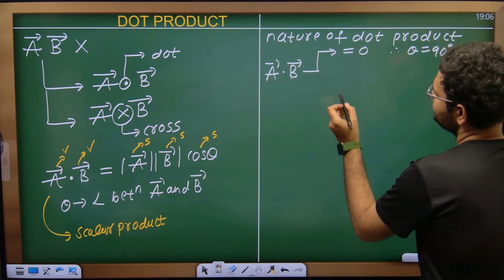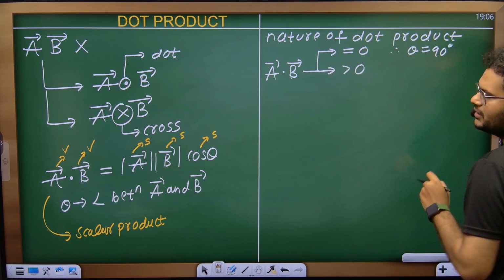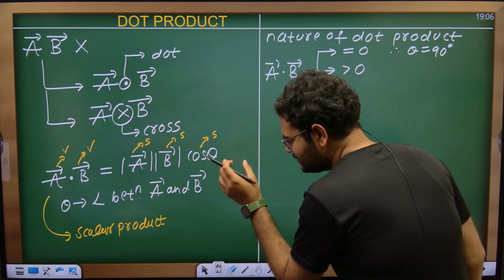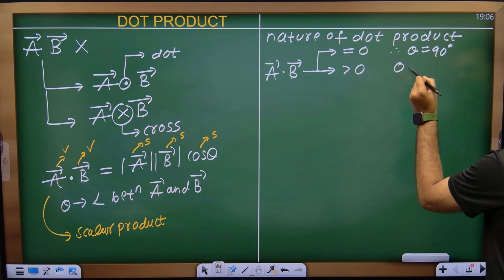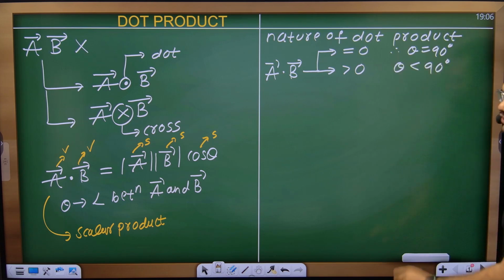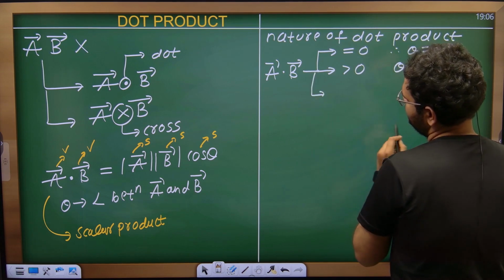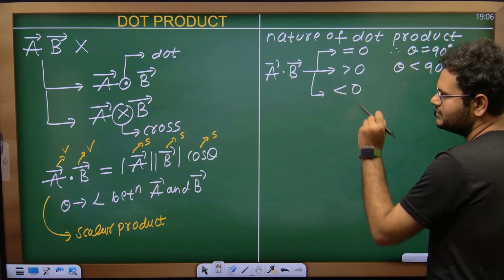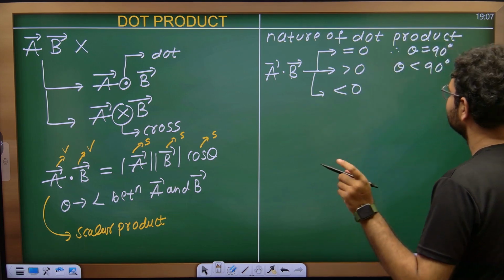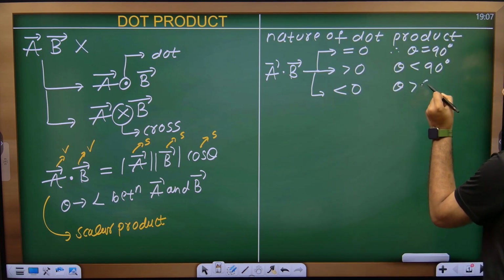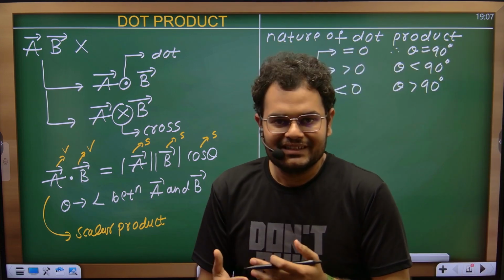Excellent. So what is the next point? The next point is when dot product is greater than 0. So when it is greater than 0, cos theta is greater than 0, correct? And when cos theta is greater than 0, theta is less than 90 degree, in the first quadrant. Fine. Sir, what is the third condition? The third condition is when dot product is negative. So dot product is negative when cos theta is negative, and cos theta negative means what? Theta is greater than 90 degree. These are very basic things, right? So we are discussing it fast.